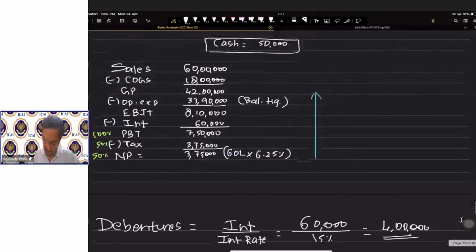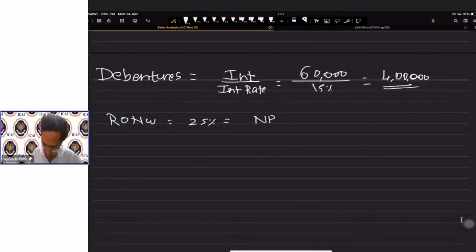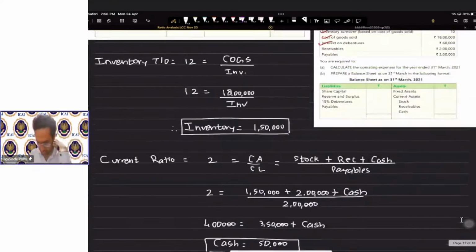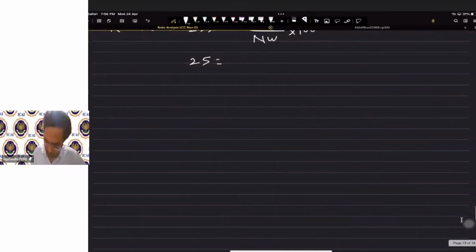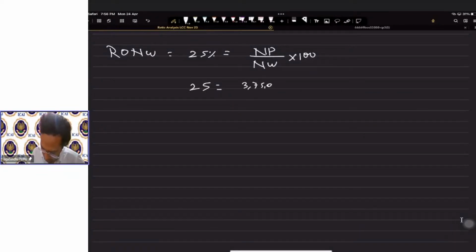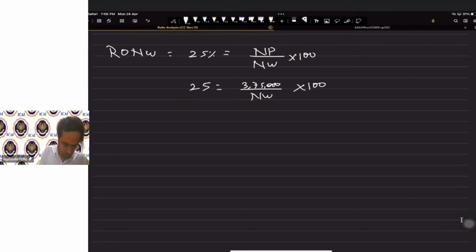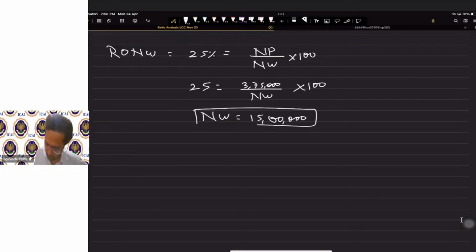Now return on net worth, if it's 25%, that's actually net profit upon net worth into 100. The 25 is equal to net profit, which we have computed as 3,75,000, right? So 3,75,000 upon net worth. This works out to be 3,75,000 divided by 0.25. So net worth, we are getting it as 15 lakh.